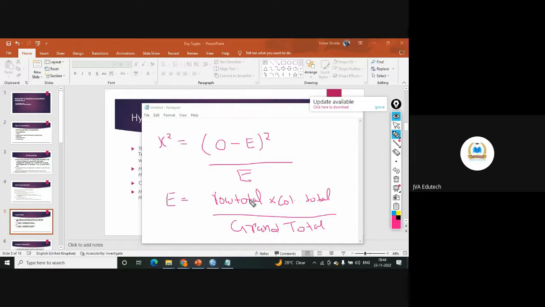And if you take the square of the observed frequency minus expected frequency divided by the expected frequency, you will get the value of the chi-square. So observed is already there, expected you can calculate, and you can get your chi-square.